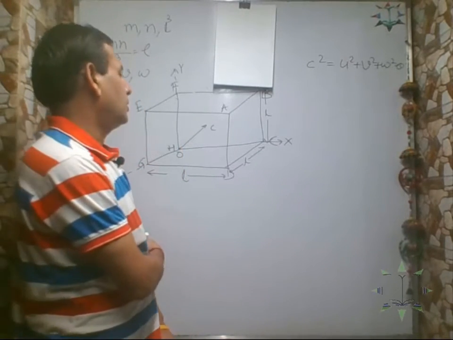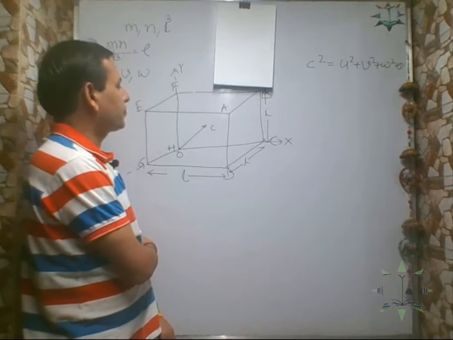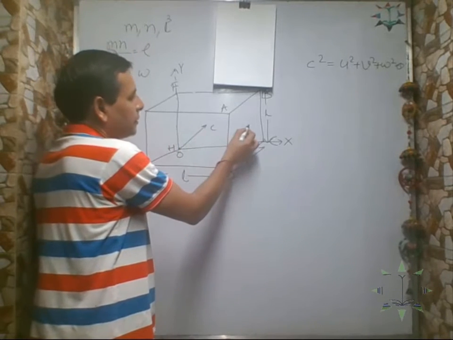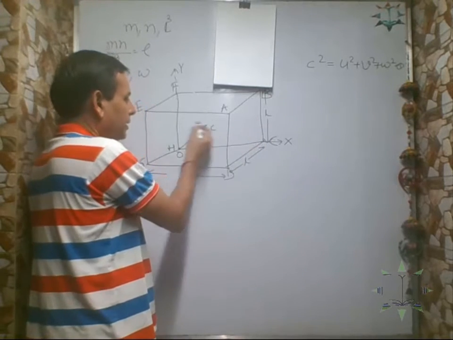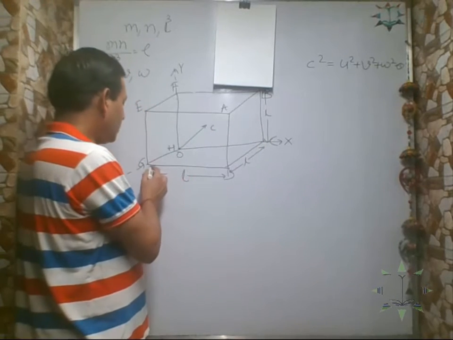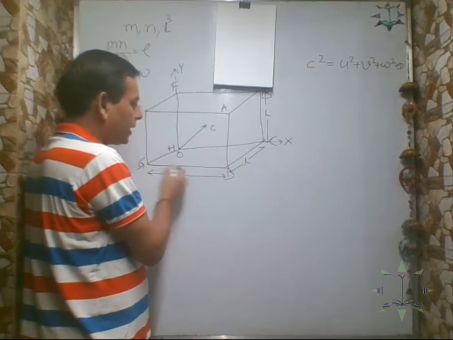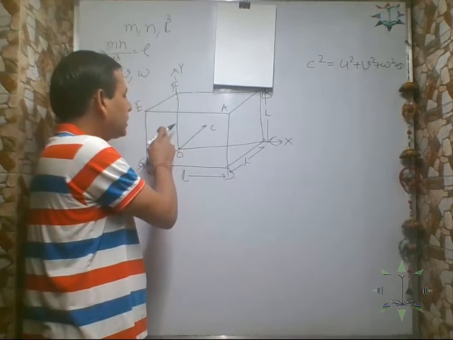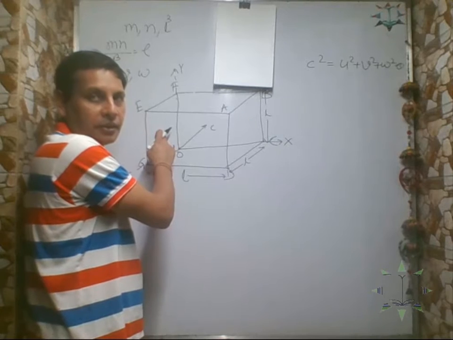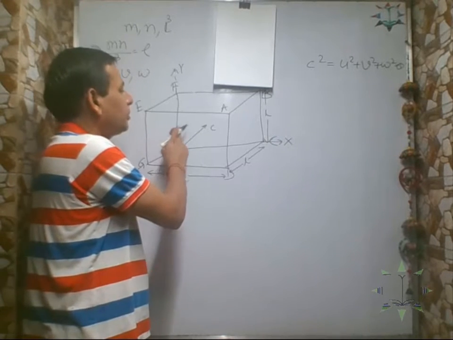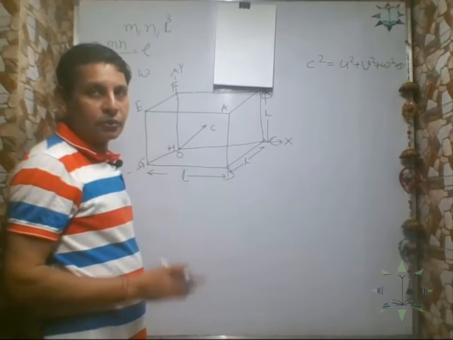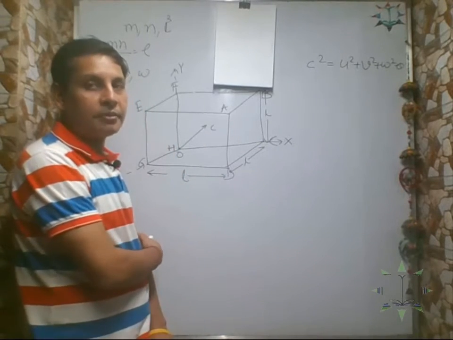Now suppose this molecule goes to this wall, collides with the wall, and then comes back. So the molecule will cover a distance L and then L back, 2L distance, and will make a collision here. For one collision, the molecule will travel a distance L and come back, 2L distance. So what will be the time taken?